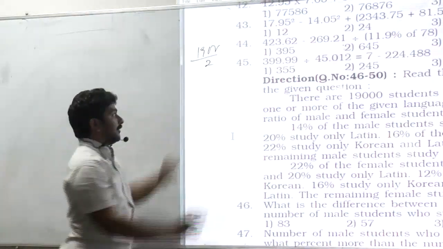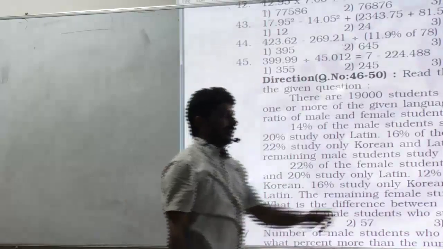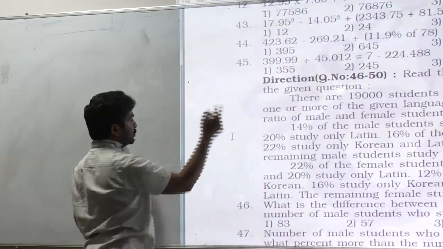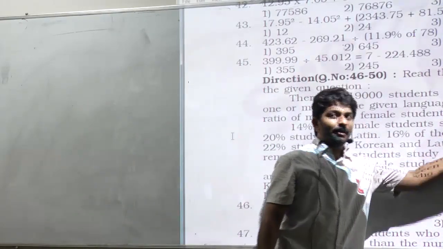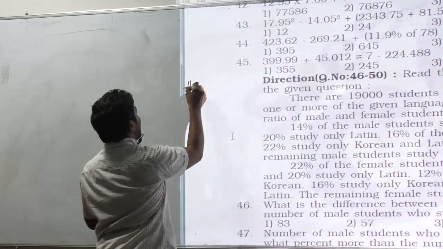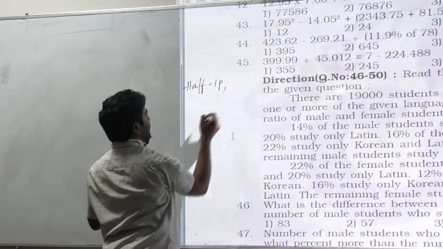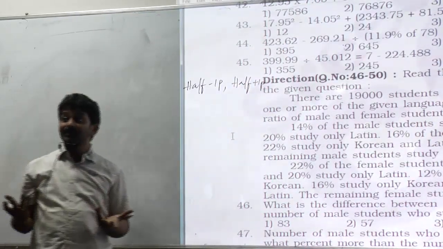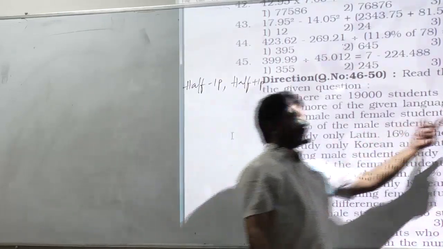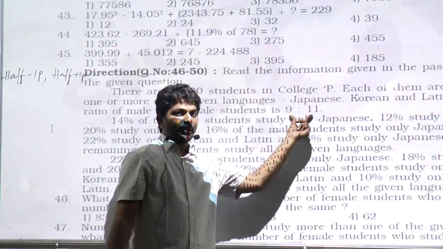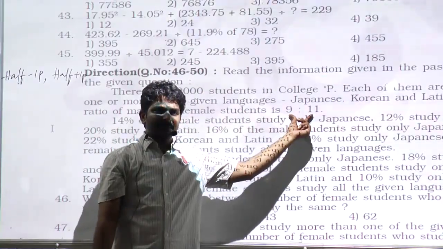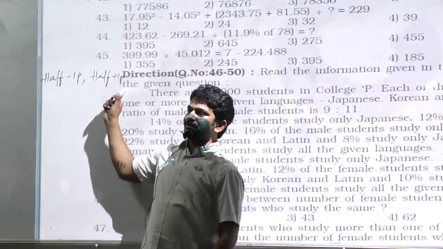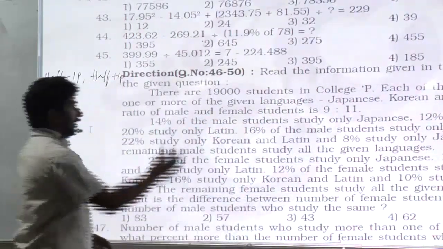950. Right. Now, if you treat this number ratio as 9:11, what is the total number of parts? 20 parts. So I will treat it as half minus 1 part. The other one is half plus 1 part. Yes or no? Half of what? Total. What is the total number of parts? 20 parts. Half of 20 parts is 10 parts. Minus 1 part, 9. 10 parts plus 1 part, 11. Satisfied, right?